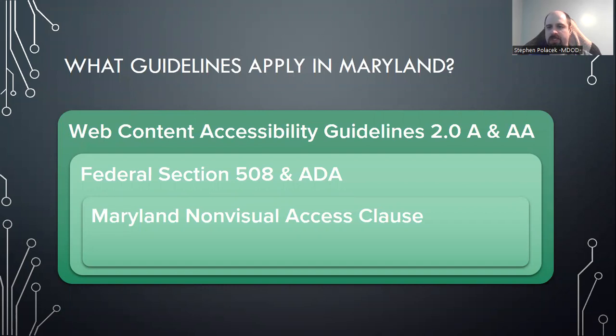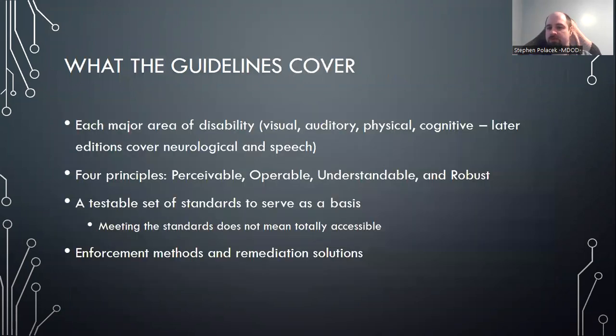So the nice thing about the WCAG is that they cover most of the common issues we're going to find. They cover each major area of disability, so visual, auditory, physical, and cognitive. The later editions, like 2.1 and 2.2, also added neurological and speech. So if you want to, please definitely consider testing against the higher standards. Those, as I mentioned, aren't as covered specifically in law, but they are including additional areas in future proofing against changes in the laws. So the more comfortable you can get with some of the higher standards, by all means.